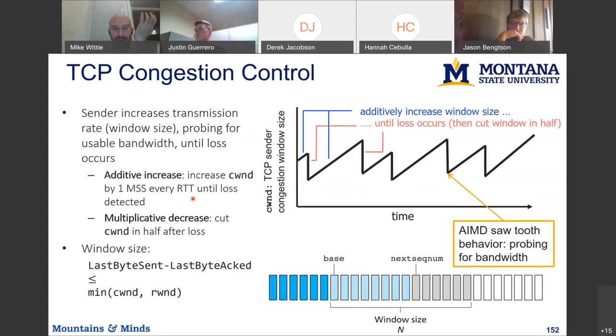So additive increase, multiplicative decrease. The number of packets that TCP keeps in flight is governed by both the congestion window and the receive window. Receive window, if you remember, is the window from TCP flow control, which is basically how much space in the buffer the receiver has. And the congestion window, we'll talk about how it's calculated in a second, is how much TCP thinks it can send into the network based on the level of congestion. So the actual number of packets in flight, the number of unacknowledged packets or window size, is governed by the min of these two mechanisms, congestion control and flow control.